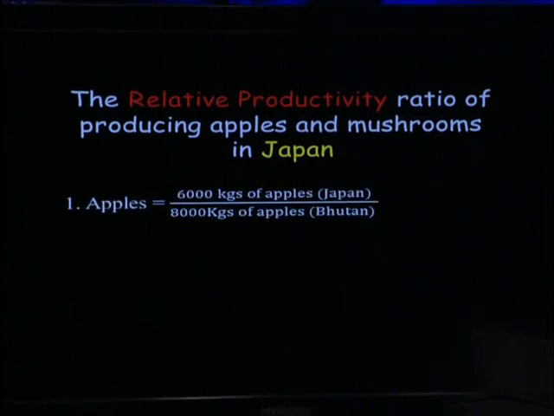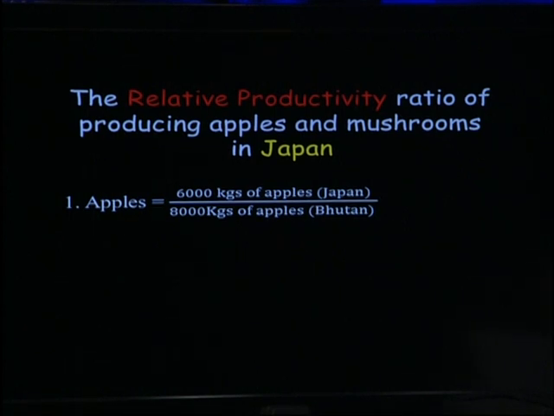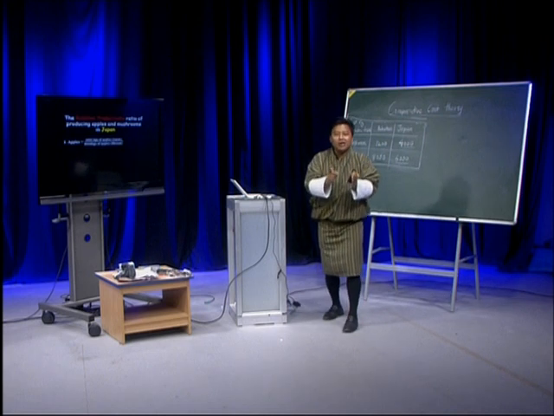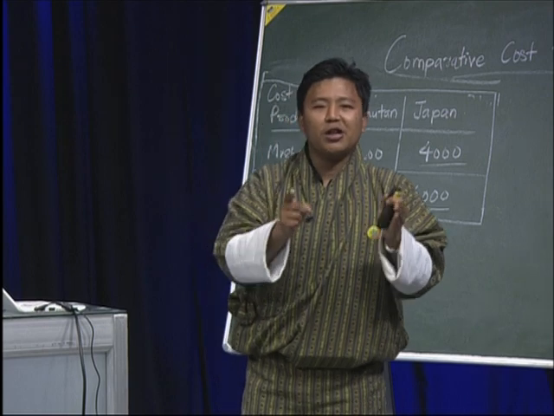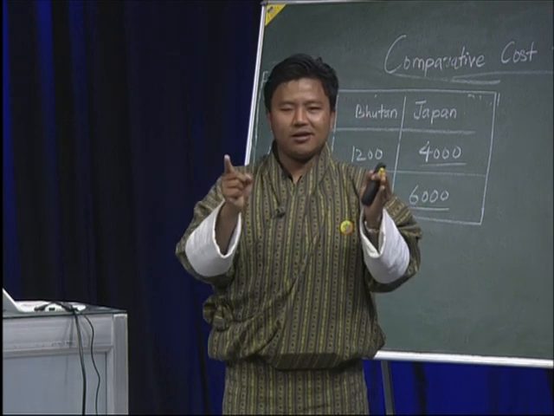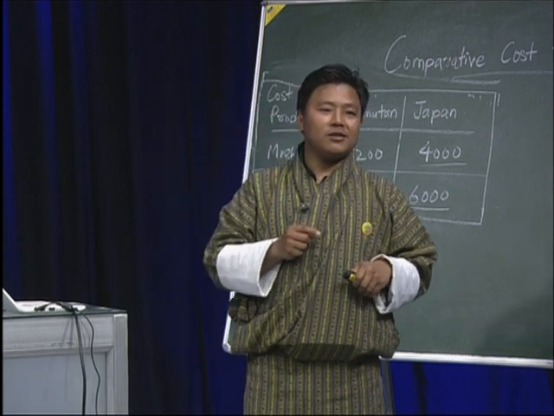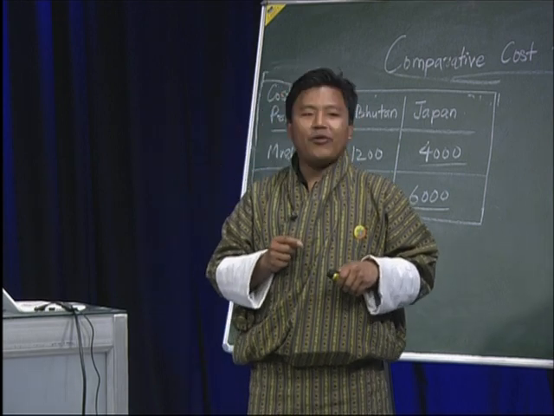The formula is the same. Now we are calculating the relative productivity ratio of producing apple. So now we have to keep the production of apple by Japan in the numerator. Okay, it's a simple trick. So the unit of apple produced by Japan divided by the unit of apple produced by Bhutan. So with this, we get the answer 0.75 kg.